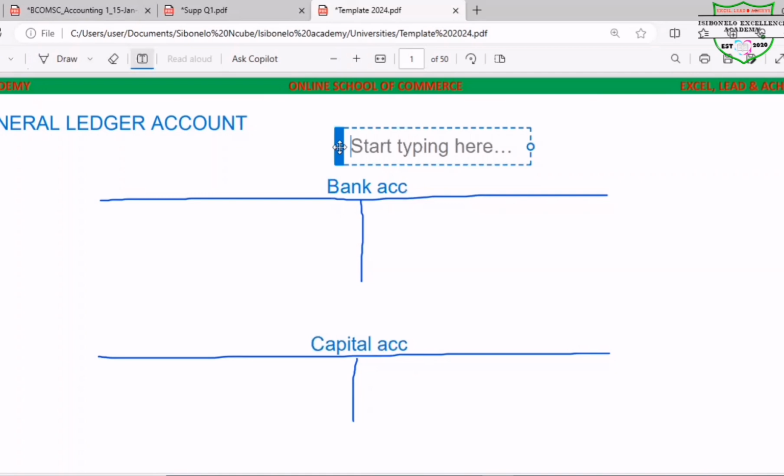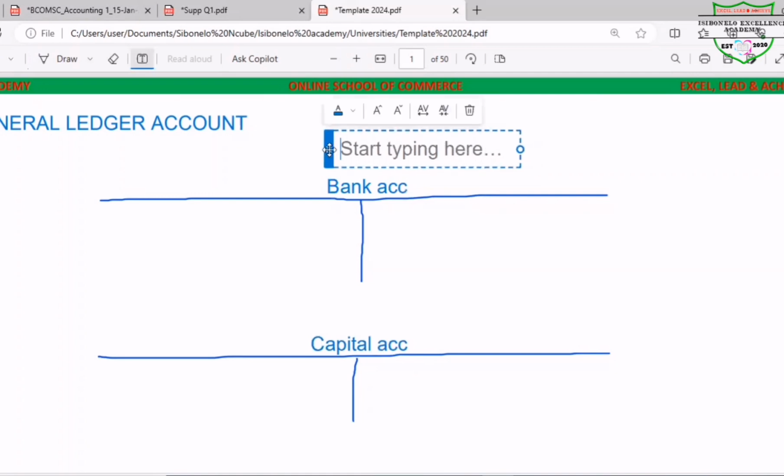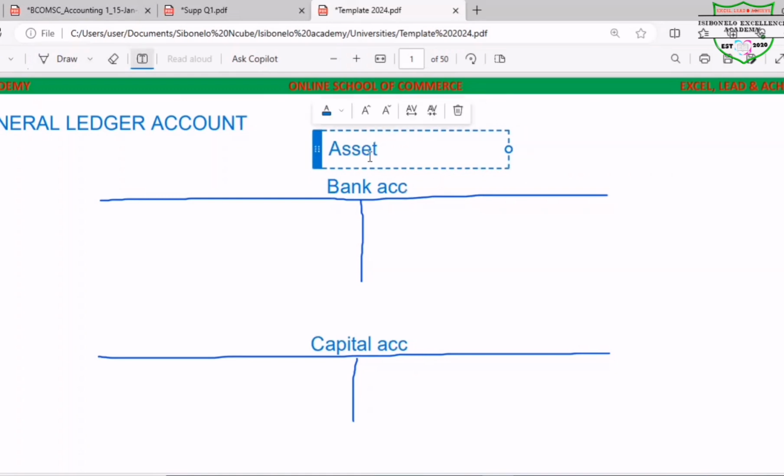Okay, so bank is an asset. And assets are divided into two categories. We have non-current and current. So bank is an example of a current asset. So this one is a current asset. So it's not a long-term asset. So it's a current short-term asset.